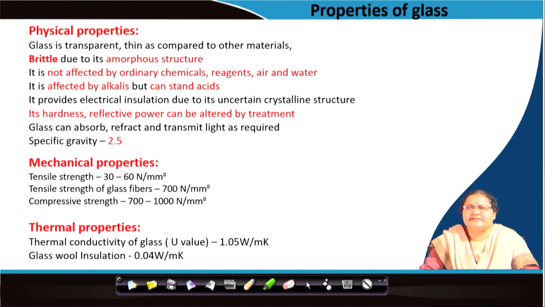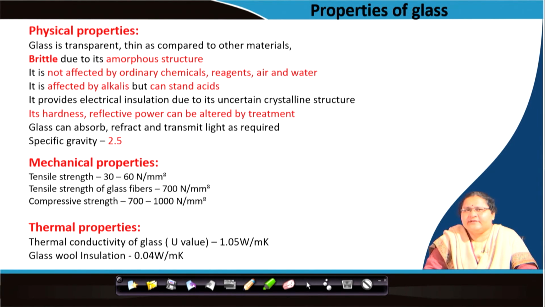So, it gives a stain-free, completely clean, clear surface. Its hardness and reflective power can all be altered by treatment. Reflective power means it will reflect some light out, and it will transmit some portion of light. We will go into those when we go into the different types of glass. Glass can absorb, refract, transmit and also reflect light as required.